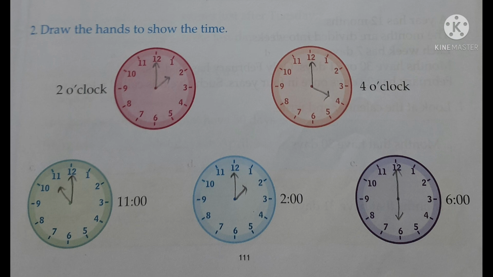at 12. Then 11 colon 00. 11 o'clock, short hand at 11 and long hand at 12. Then 2 colon 00. That means short hand at 2 and long hand at 12. Then last one, 6 colon 00. That means short hand, hours hand, at 6 and long hand, minutes hand, at 12.